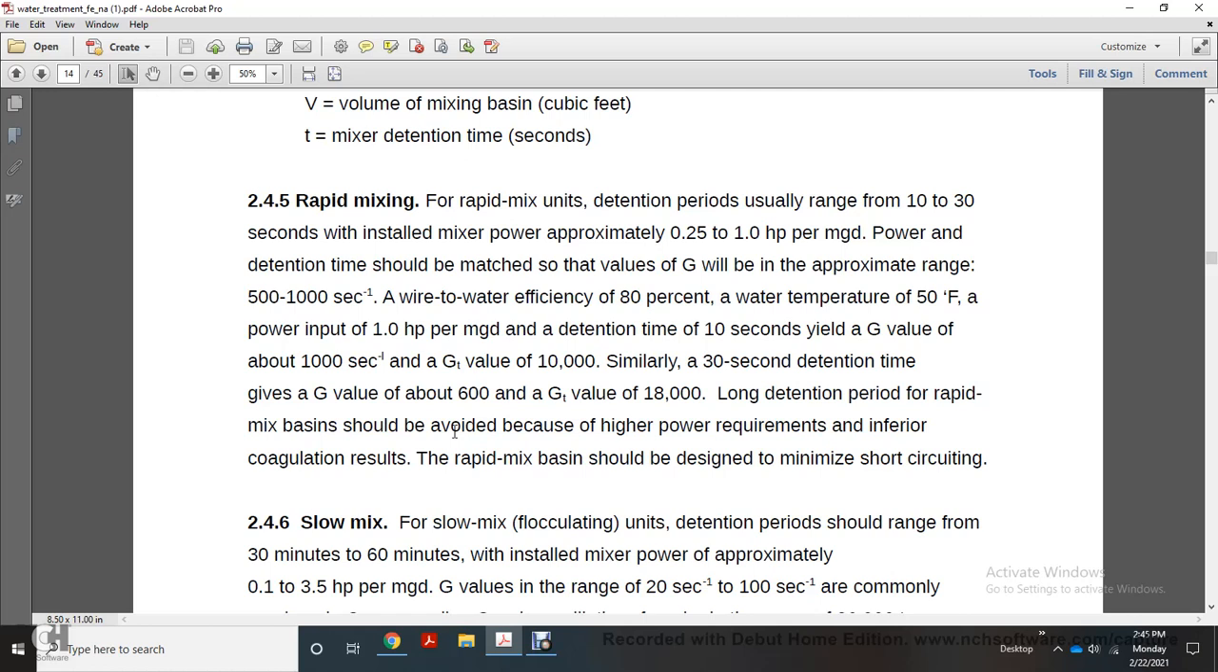Detention time 10 seconds gives a G value of about 1000 seconds to the negative 1 and a GT value of 10,000. Similarly, 30 seconds detention time gives a G value of about 600 and a GT value of 18,000.